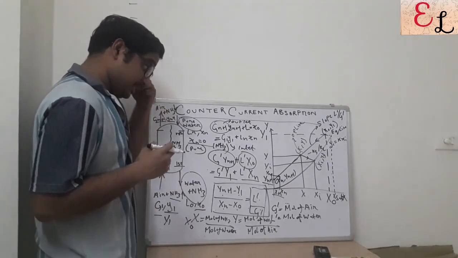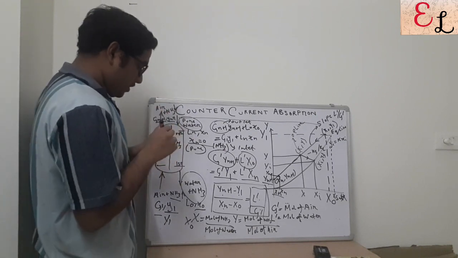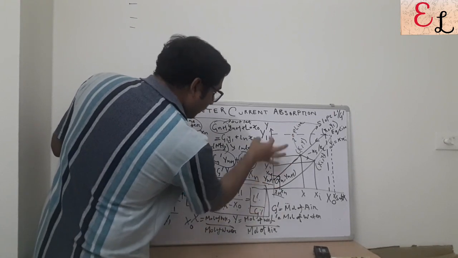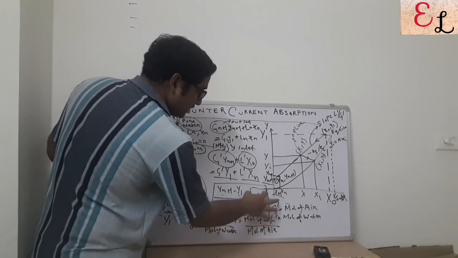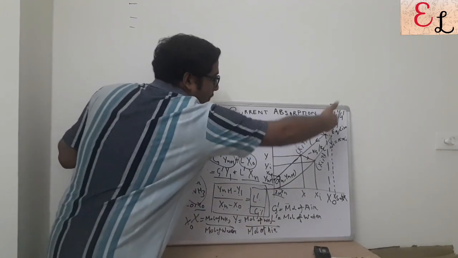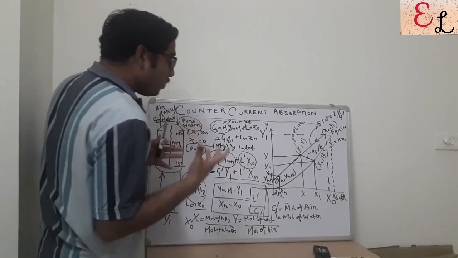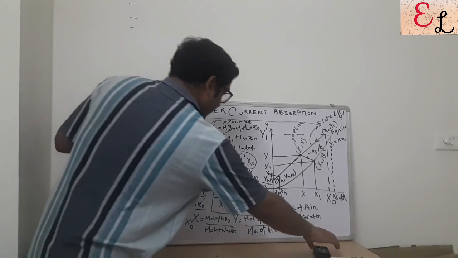Now for a defined system, Yn plus 1 minus Y1 by Xn minus X0 is L dash by G dash. So this is defining the operating line, and the slope of the operating line is L dash by G dash. Now there is an equilibrium line. What is the equilibrium? Let us understand the concept of equilibrium.